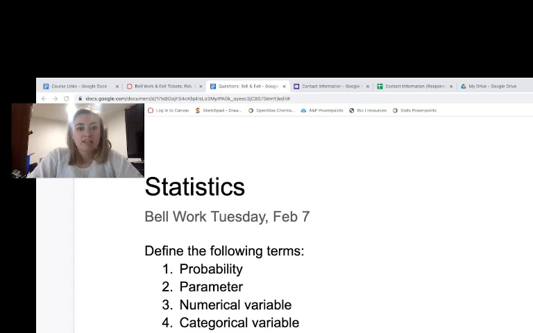Welcome back, students. Please take the next couple of minutes using your book, not Google, as a resource to define the following terms. You're going to want to pause your screen to complete your bell work at this time.